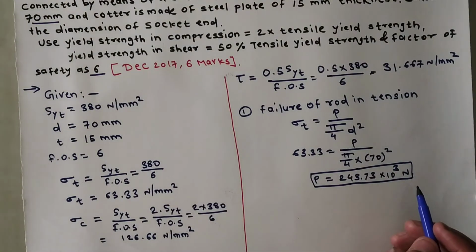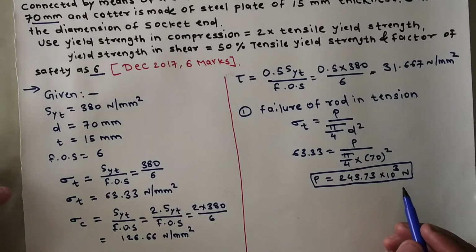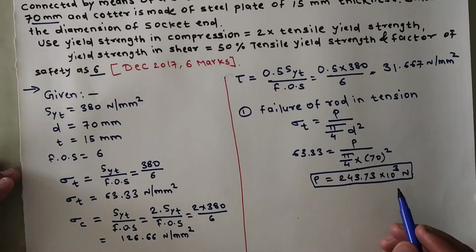Now, as the rod diameter is given in this example, I suggest you do not use the empirical relations related to d to find the dimensions of the socket and rod. We will find them by using the equations, not the empirical relations.